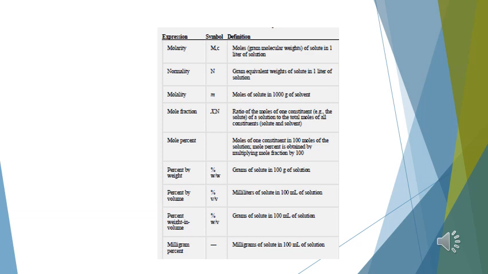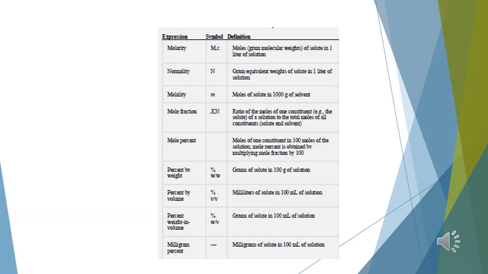Now moving to mole fraction. Mole fraction is the ratio of the moles of one constituent of a solution to the total moles of all constituents. It's a fraction, so we have different materials within the formulation, and in the case of a solution we have the solute and the solvent. So it's the ratio of the moles of one constituent, for example the moles of the solute or the moles of the solvent inside the solution, to the total moles of all constituents. Now if we are talking about mole percent, it's the moles of one constituent in 100 moles of the solution. That's the definition of mole percent.